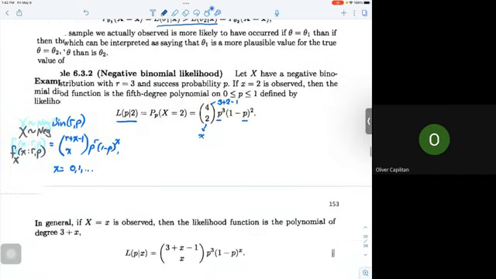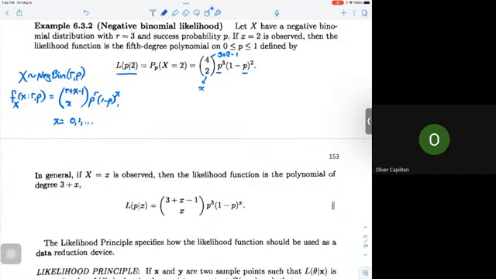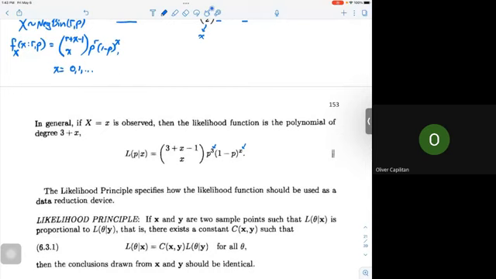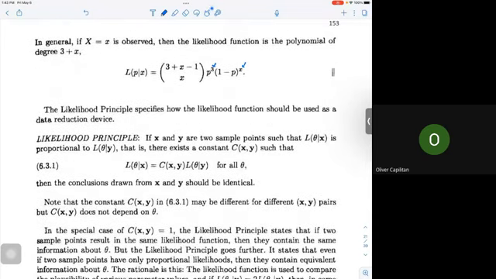So in general, if small x is observed, then the likelihood function is a polynomial of degree 3 plus x. If we expand 1 minus p raised to x here, the highest degree is actually x, so we have degree 3 plus x. So this is the likelihood function, which is a function of our parameter p. So that is just an illustration of our definition. The likelihood principle specifies how the likelihood function should be used as a data reduction device.